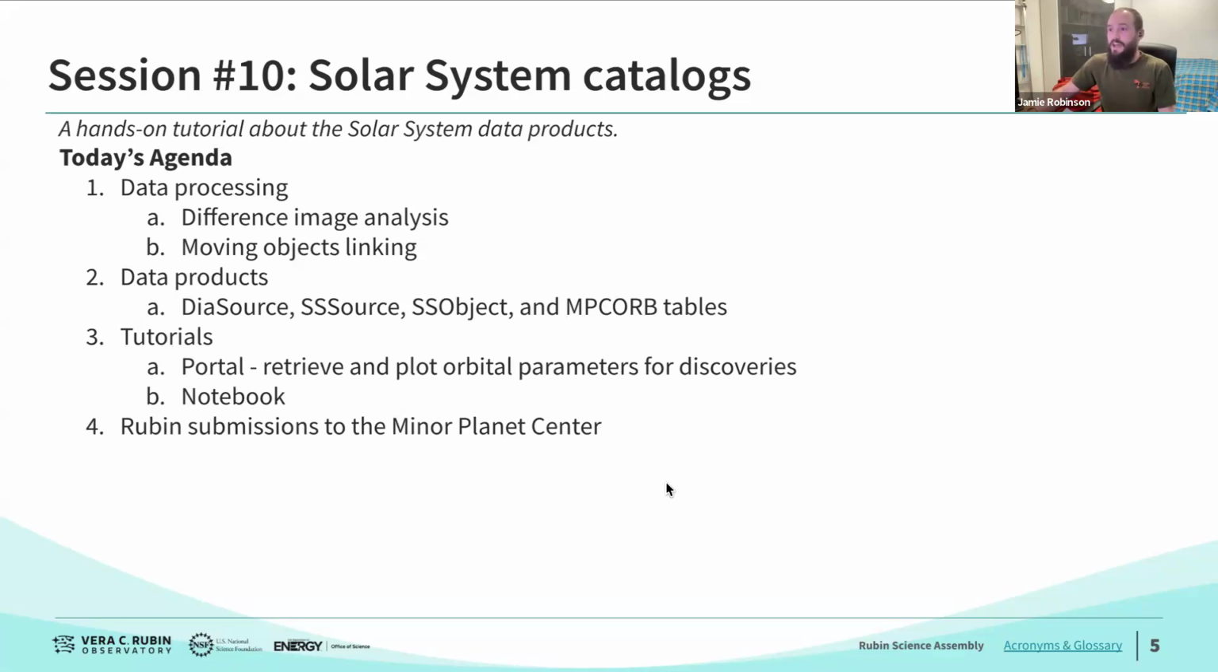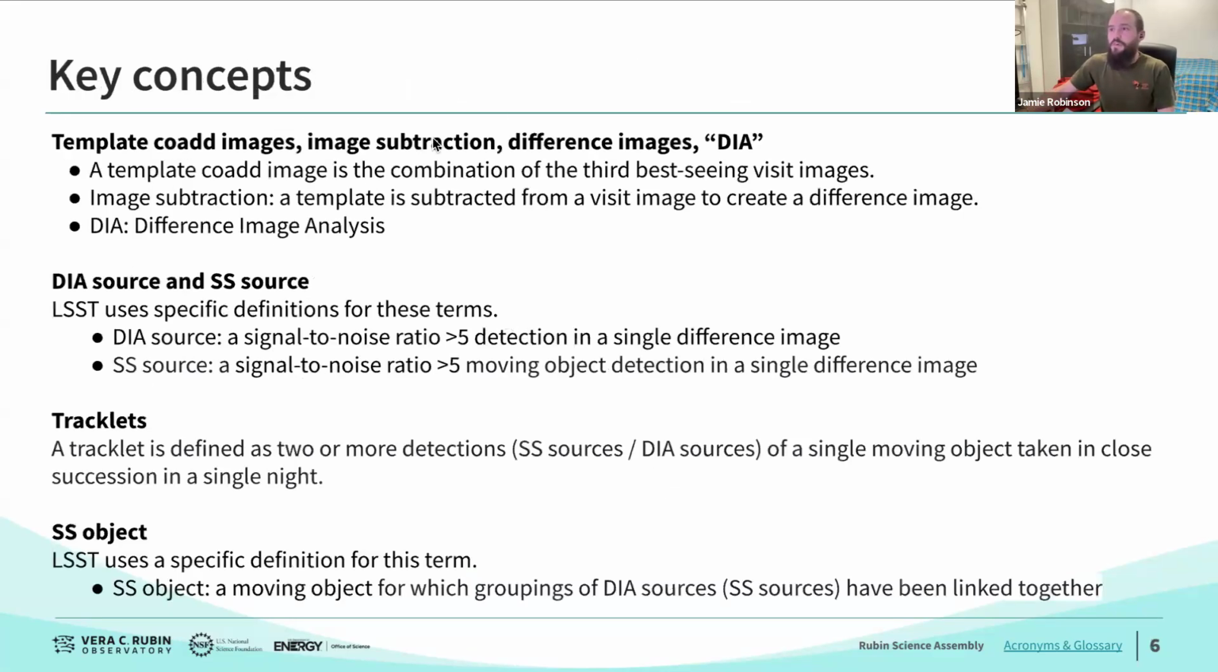survey actually begins. And so it's important to understand the key concepts of how this Data Preview 1 and the solar system data was brought together. Because we're doing difference imaging in this survey, we need to have template coadd images for the regions of the sky for which we want to generate alerts.